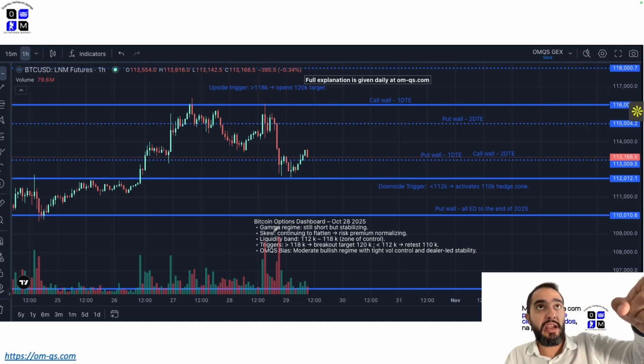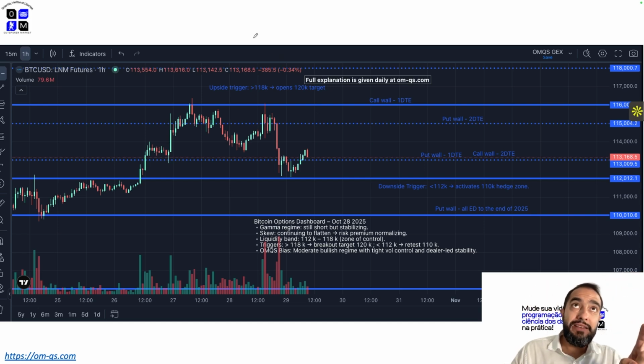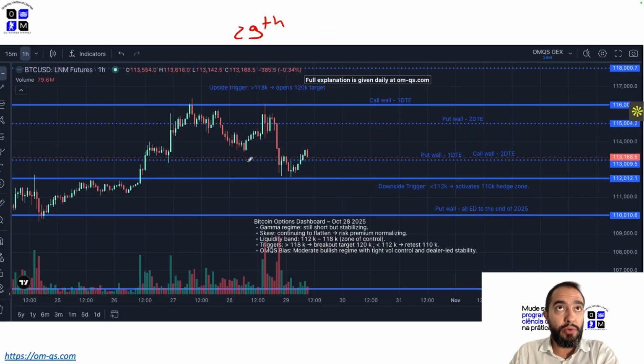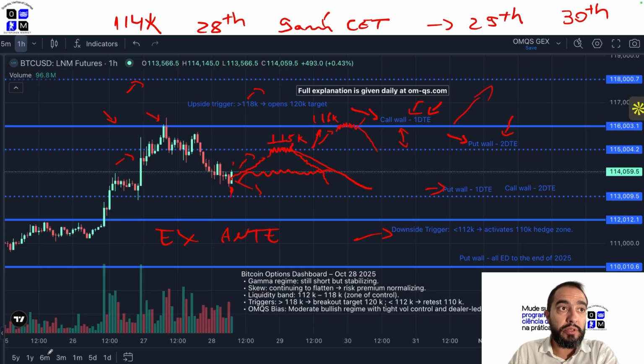And this is what we had. That snapshot was taken on the morning of the 29th of October. And you see this level over here was 114. It was this candle. And if you look back, we were talking about this candle over here. That one. You see? That one is where we stopped over here.